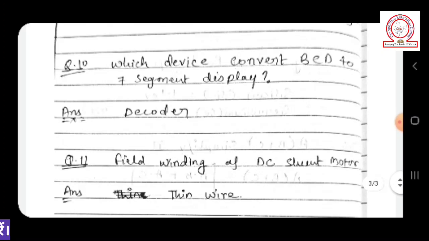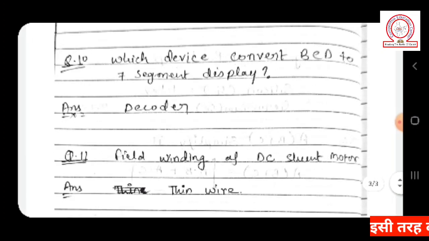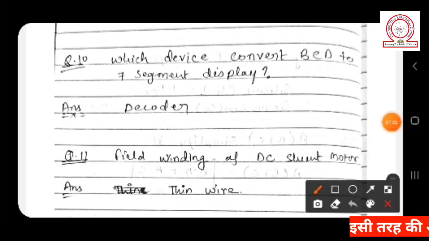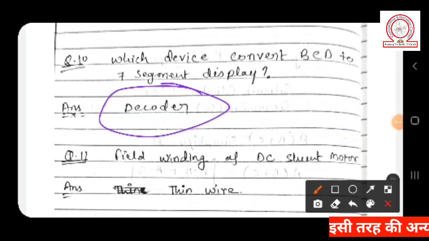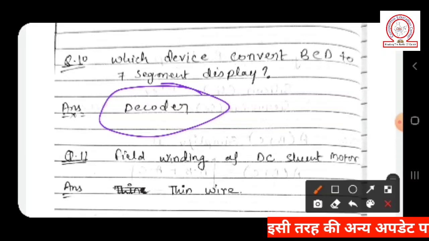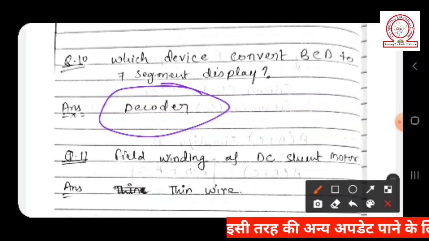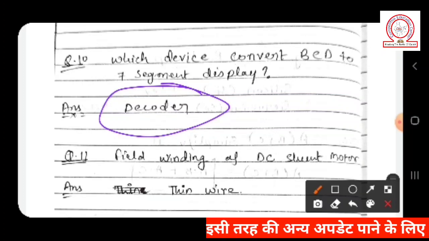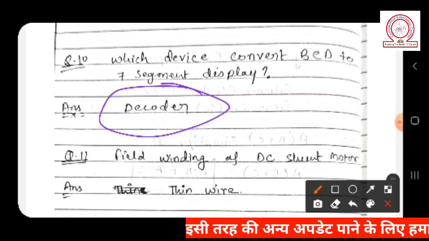Now the 10th question I have got was: which device converts BCD to a 7 segment display? There were different options, in which the decoder was the correct answer. Hope you have marked this, and then you will definitely get this correct. The question was very easy, guys. Hope you have marked the maximum questions. The cutoff will also be high, so good luck.